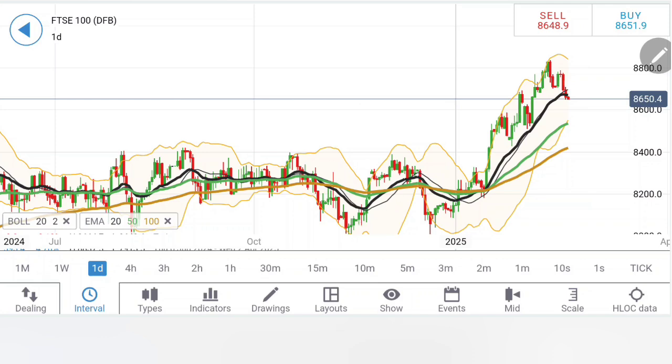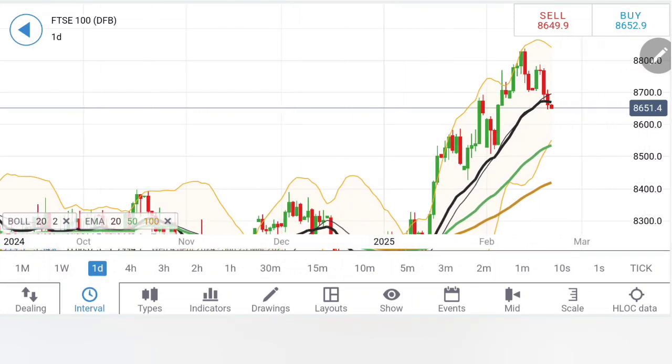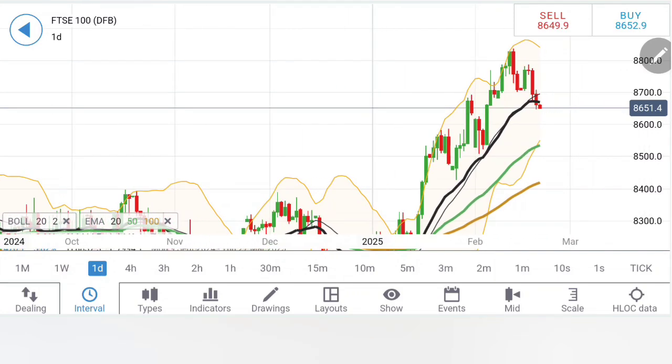Now notice on the daily charts, after forming the double bottom, it is trading in this bullish channel. The lows of this channel are now towards 8600, which should be a very good support, and below that you can expect a greater correction.